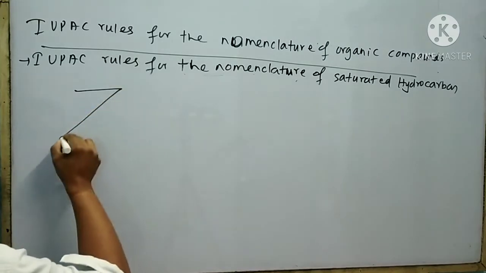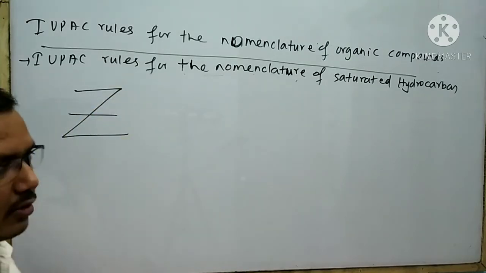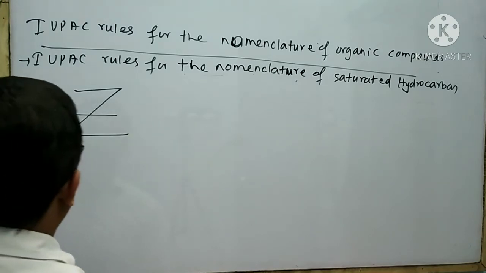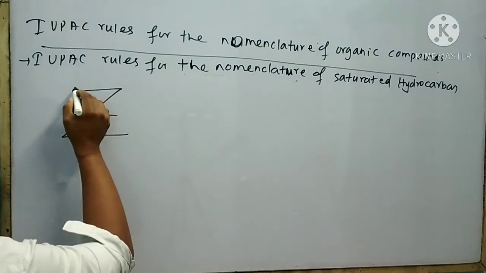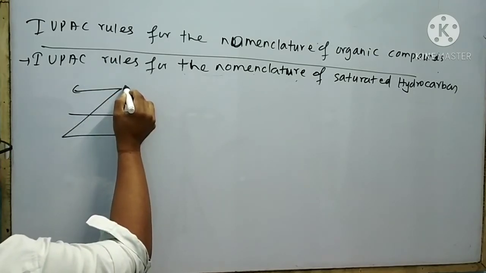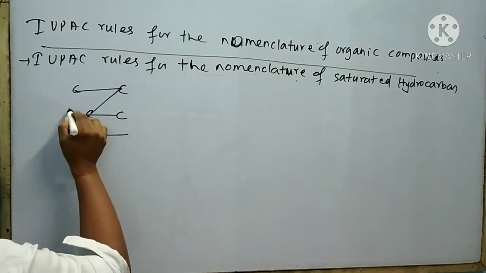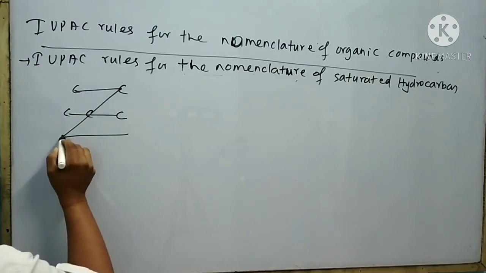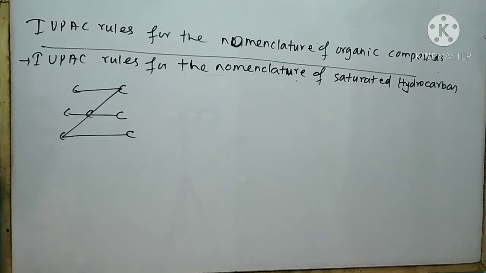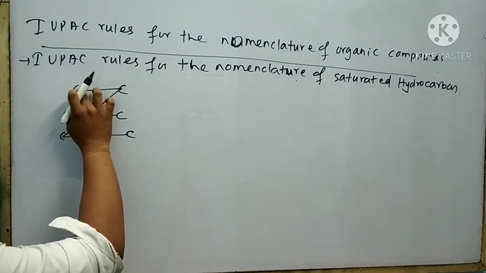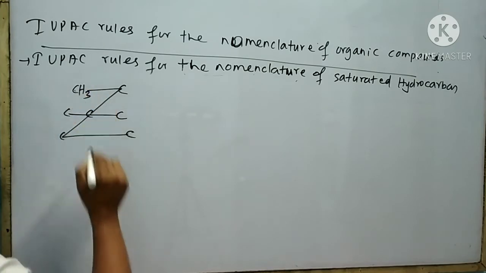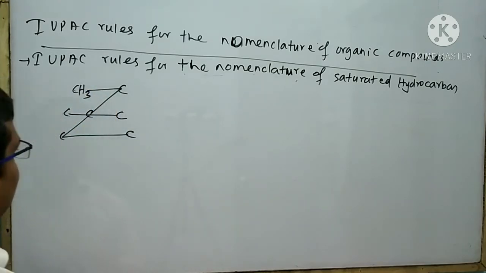Suppose we take another example. What is the name of this compound? At first it is bound to write the carbon atoms. I can write here C, C, C, C, then here also C, and here also C. Look at that, here 1 covalent bond is present, so it is bound to write here 3 hydrogen atoms.